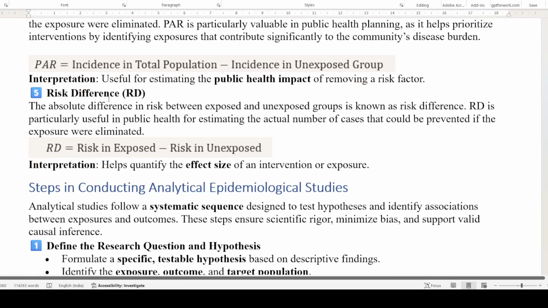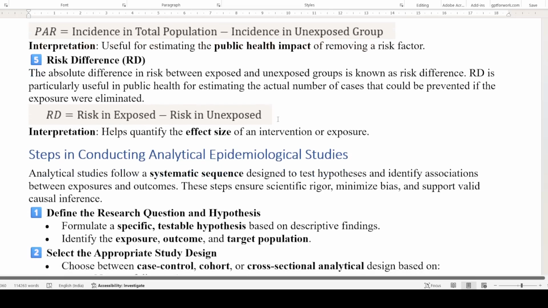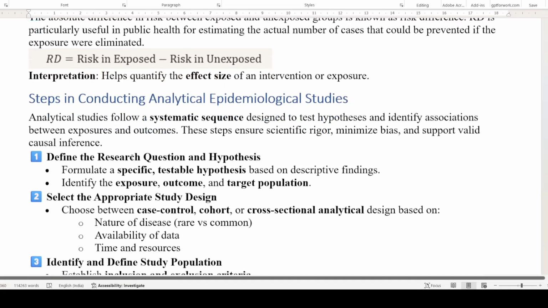Then comes your risk difference. Risk difference means risk in the exposed minus risk in the unexposed group. It is particularly useful for estimating the actual number of cases that could be prevented if the exposure was eliminated. So these are the measures of association, which we can calculate statistically and express as numbers. Now, what are the steps in conducting an analytical epidemiological study?